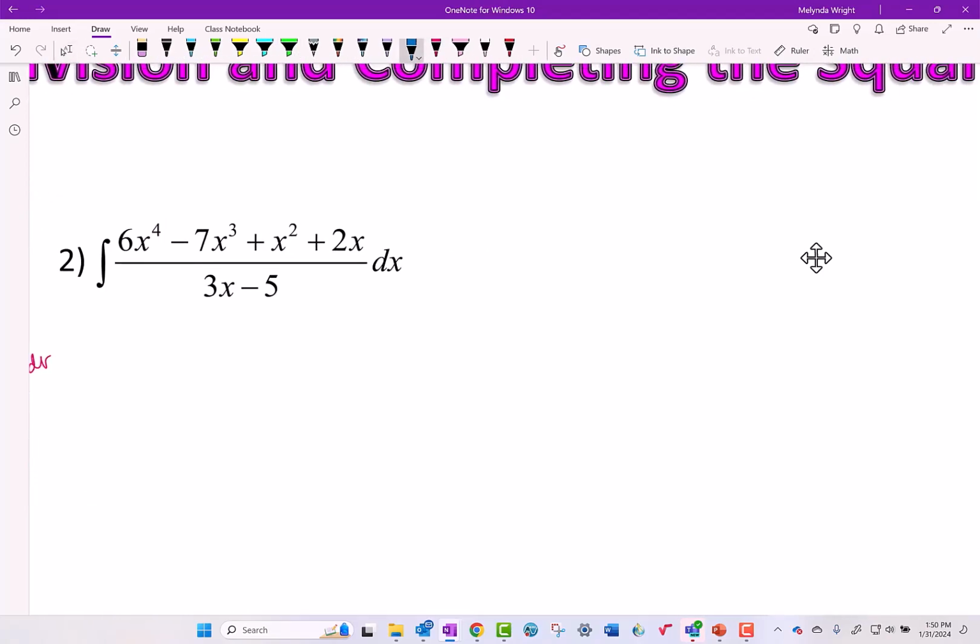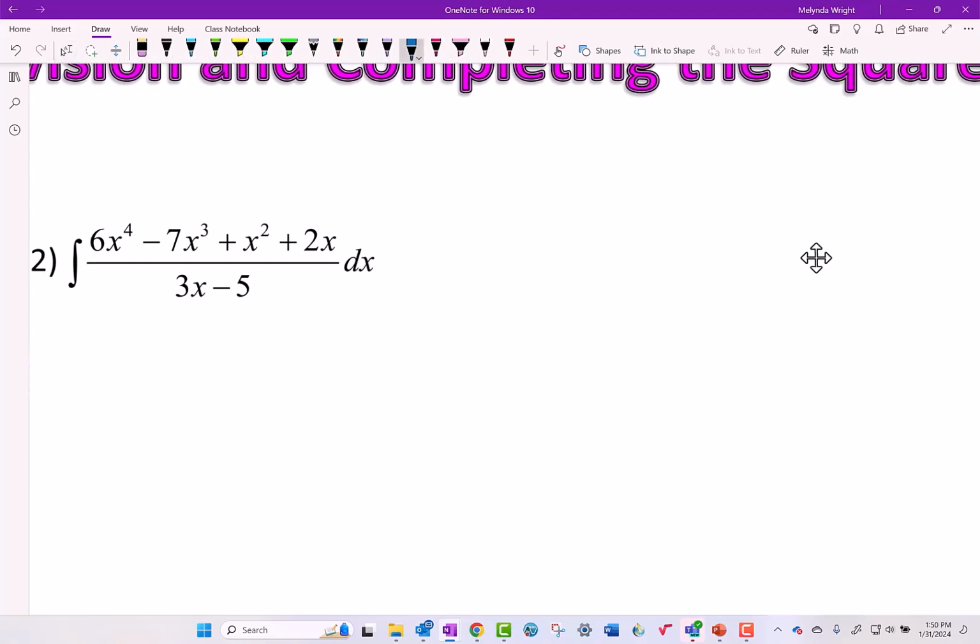All right, so recall, we put the denominator outside of the little box or house or whatever you want to call that thing. And then inside it's going to be 6x to the fourth minus 7x cubed plus x squared plus 2x. And I don't have a constant, so I'm going to put plus 0 there. Every time you don't have something you should put a placeholder of a 0 in there. Just a reminder from our previous work.